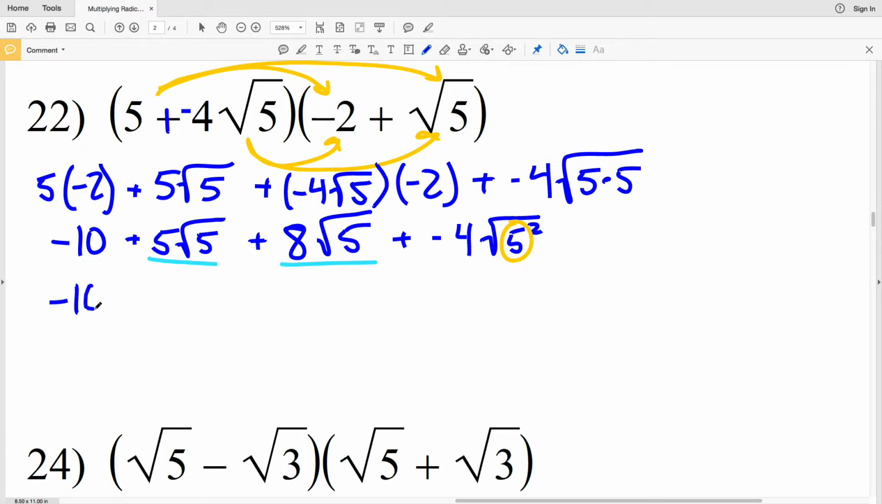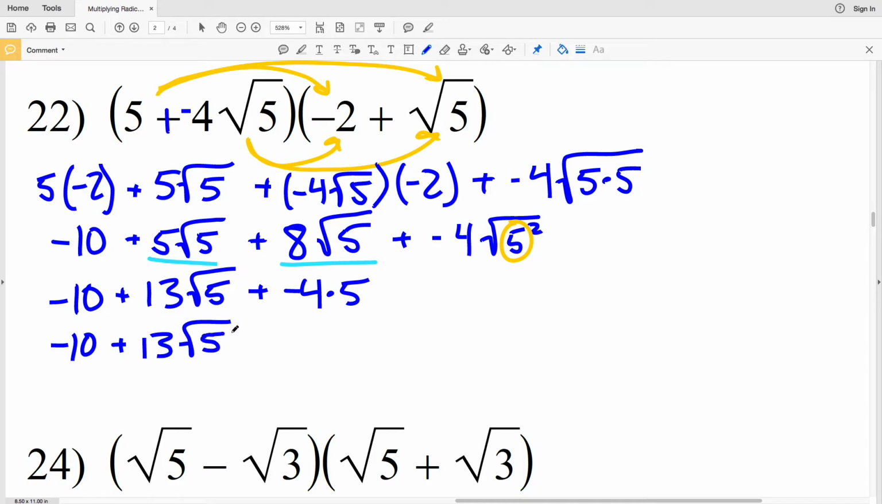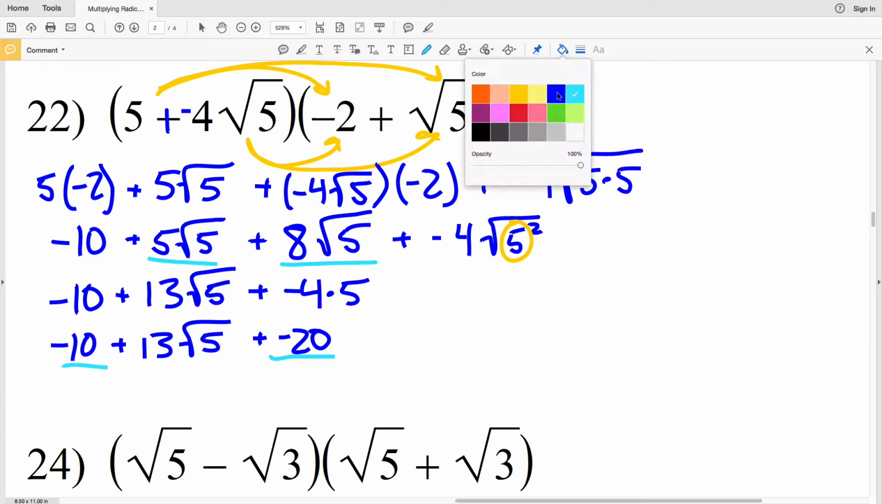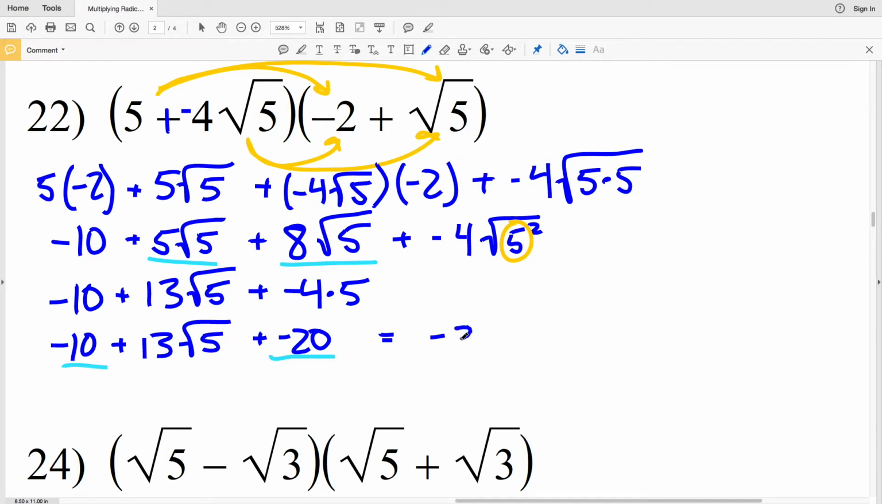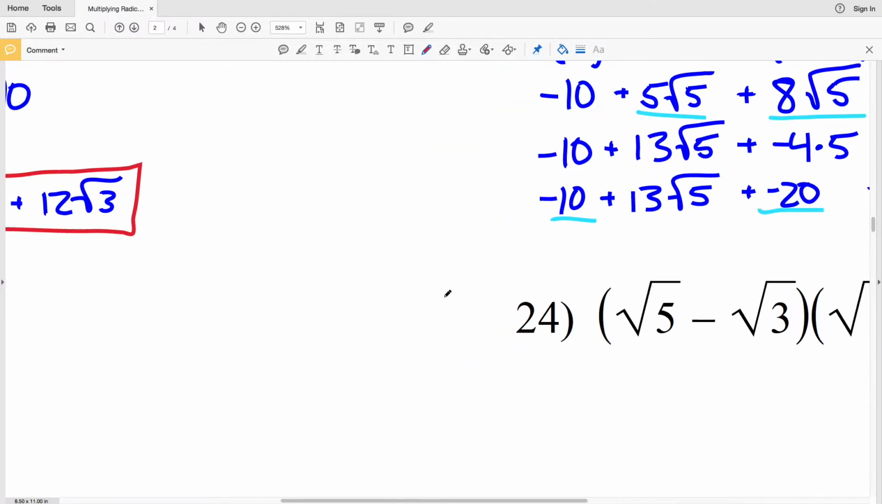So I'll have negative 10 plus 13 times the square root of 5, since 5 plus 8 is 13, and then I'll add that to negative 4 times 5. So that's negative 10 plus 13 times the square root of 5 plus negative 20. Combining negative 10 with negative 20, I'll get negative 30 plus 13 times the square root of 5. That's my solution in number 22.